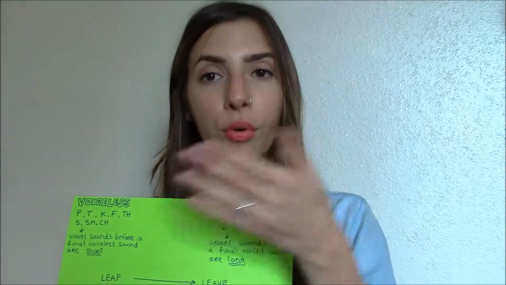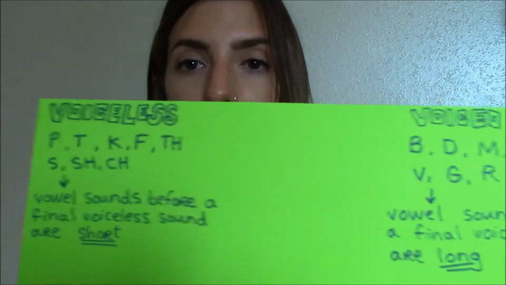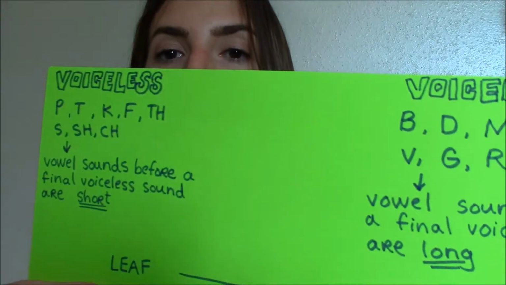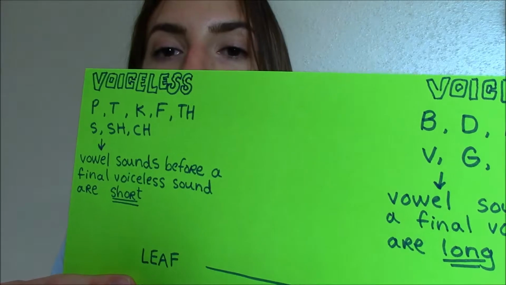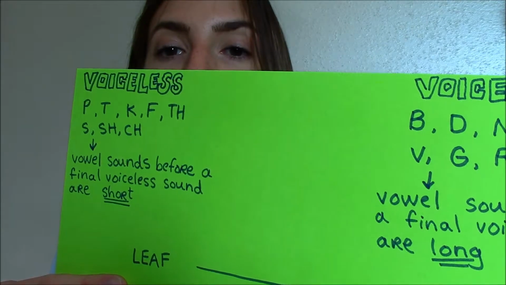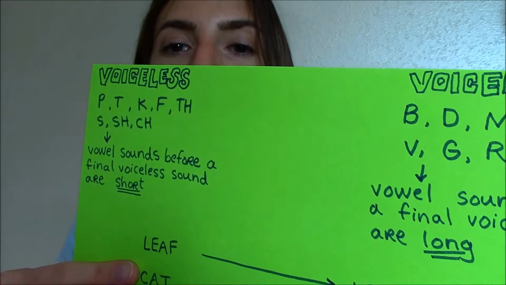So depending on if the end sound in a word is voiced or voiceless, the vowel before it will be either short or long. So if we see here, vowel sounds before the final voiceless sound are short. And if our word ends in a voiced sound, our vowel sounds are longer. So the best way to see this is in examples.